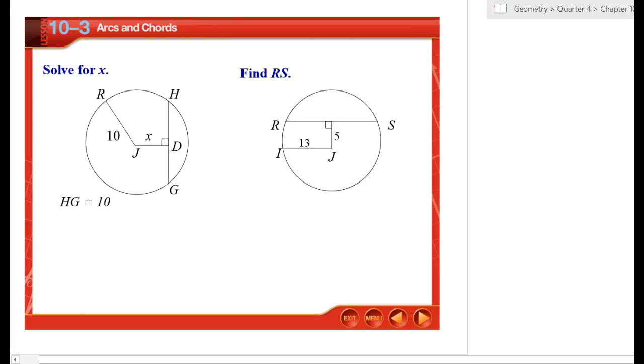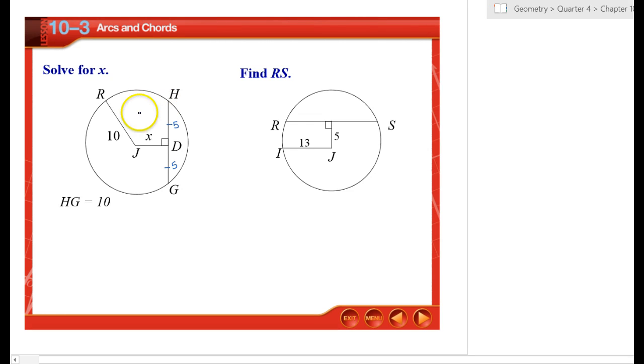Okay, so we're going to solve for x here. I know HG is 10. So looking at this picture, it should tell you that DJ is a radius. Well, you should know that because it comes out of the center of J. But if HG is 10, we have perpendicular, so that means it's bisected. So 5 and 5. I want to figure out x.